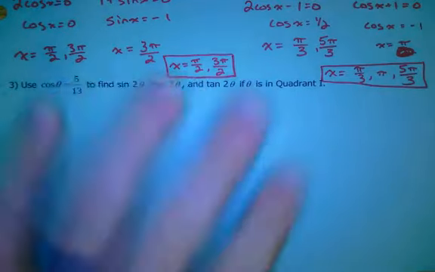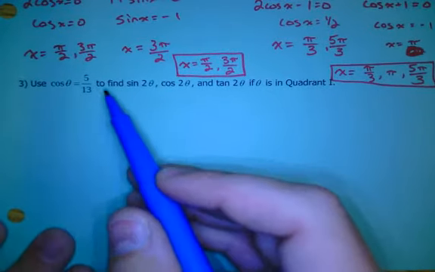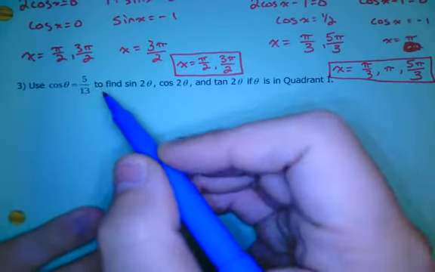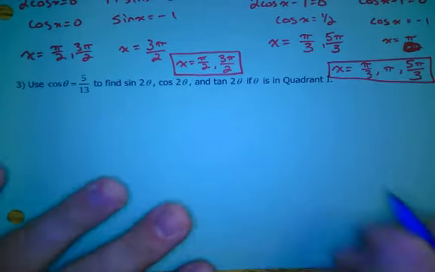Okay, next question. Use cosine theta equals 5 over 13 to find these values right here. This one states that theta is in quadrant 1, like it should have in the last set of notes. So for this one, it's in quadrant 1. I know this, so I need to draw a triangle.